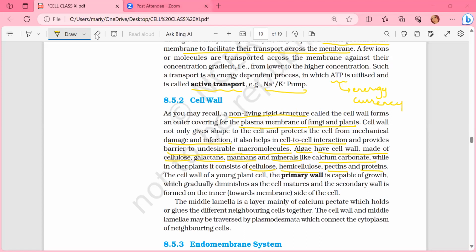Okay, it's all right. The cell wall of the fungi is made up of chitin. Also, the insects, you must know, the insect exoskeleton. But most importantly, the fungi, their cell wall is made up of chitin, a chitinous cell wall. Is it clear?